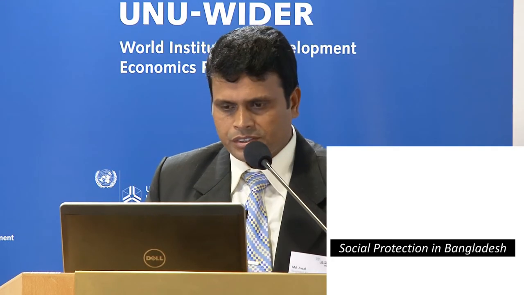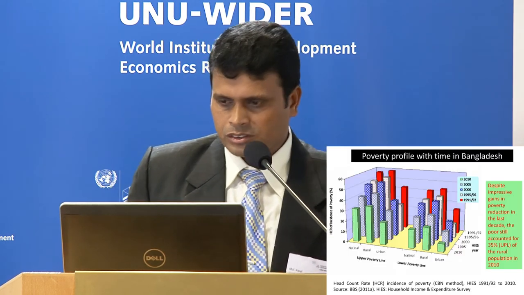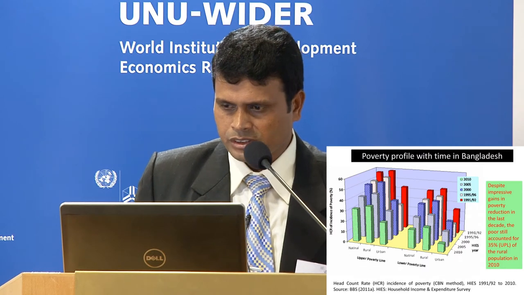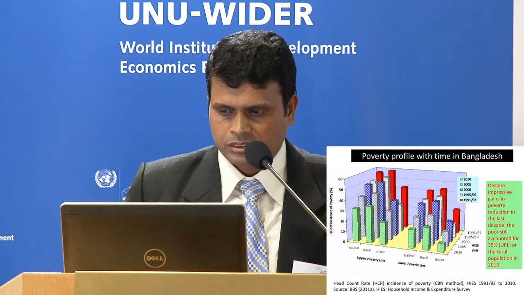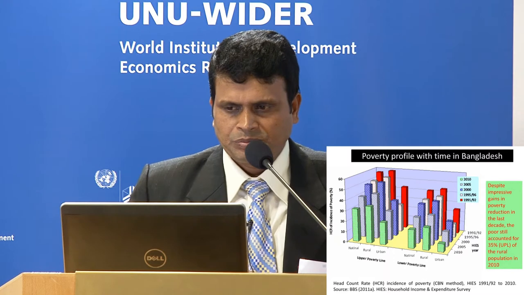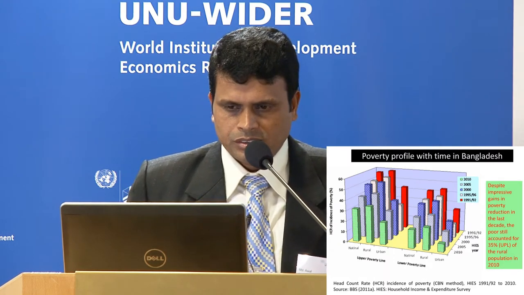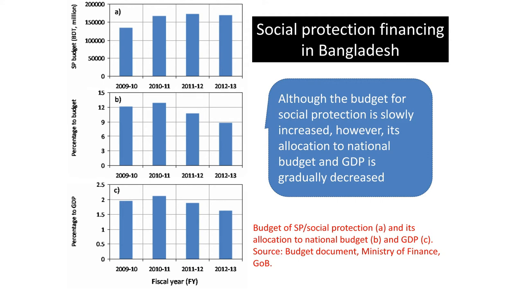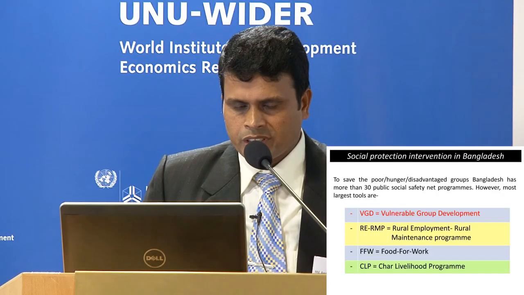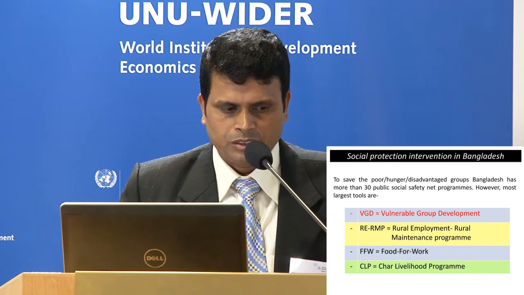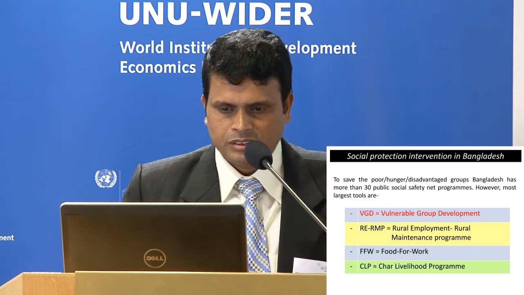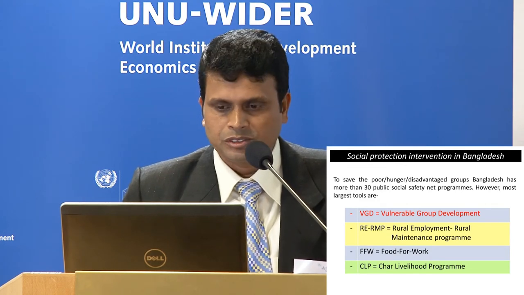So, social protection in Bangladesh, this is the poverty level. Despite impressive gains in poverty reduction in the last decade, the poor still account for about 35% in rural Bangladesh. Social protection financing in Bangladesh: about 10 to 12% of the national budget is used for social protection. And there are more than 30 safety net programs, but four are big ones. For example, VGD, RMP, FFW, and CLP.